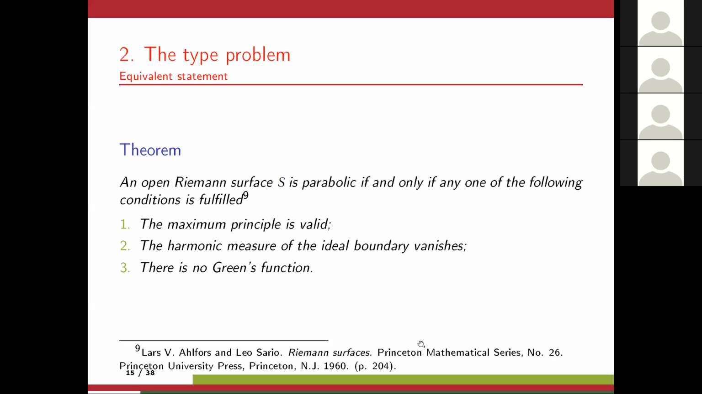An open Riemann surface is parabolic if and only if one of the following conditions is valid. One, the maximum principle is valid on the Riemann surface, or two, the harmonic measure of the ideal boundary vanishes. The ideal boundary is the same as the Royden boundary. Three, there is no Green function. This is the basic equivalent statement of a parabolic type Riemann surface. There are other equivalents from the point of view of geometry, dynamical systems, and so on. I'm going to explain that to you.